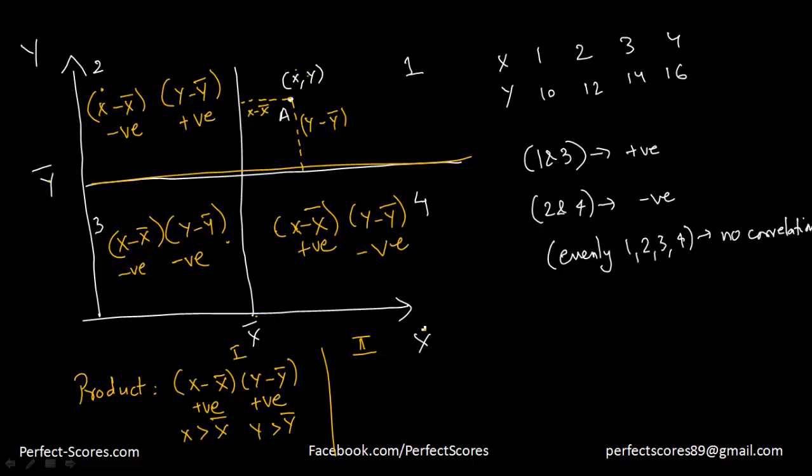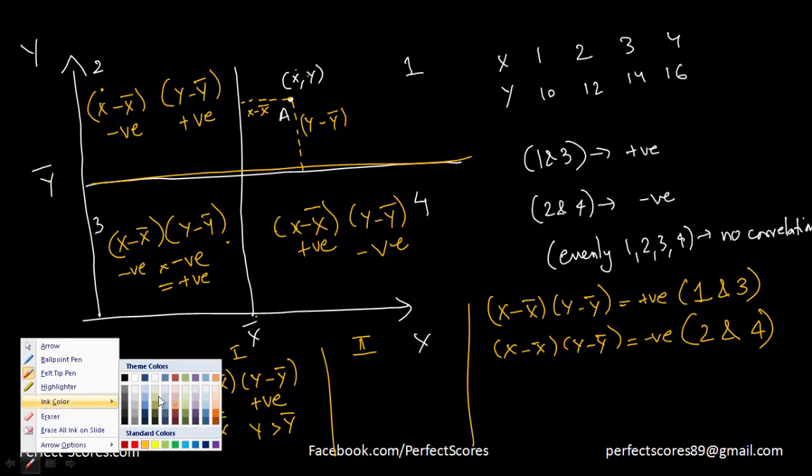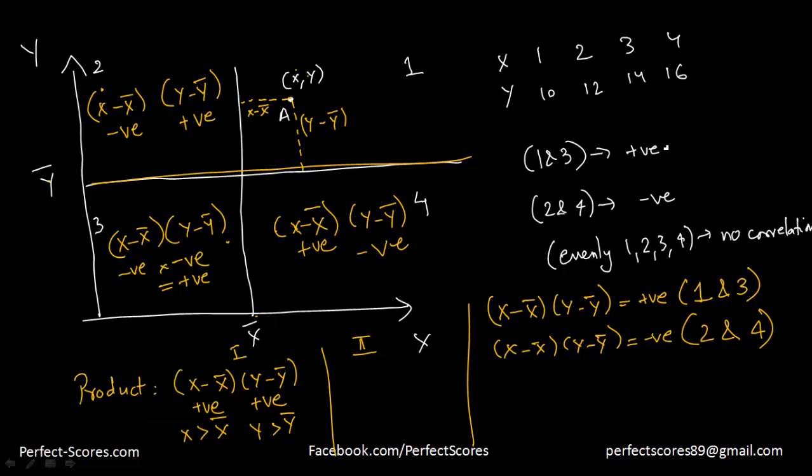So if you observe here, the product x minus x bar times y minus y bar is going to be positive if all the points are in the first and the third quadrant. As you can see, negative into negative will give you positive. And the product x minus x bar times y minus y bar is going to be negative if all the points are in the second and fourth quadrant. And if you observe here, we defined that if all the points lie in the first and the third quadrant, then we're going to have a positive correlation, and if all the points lie in the second and the fourth quadrant, we're going to have a negative correlation.